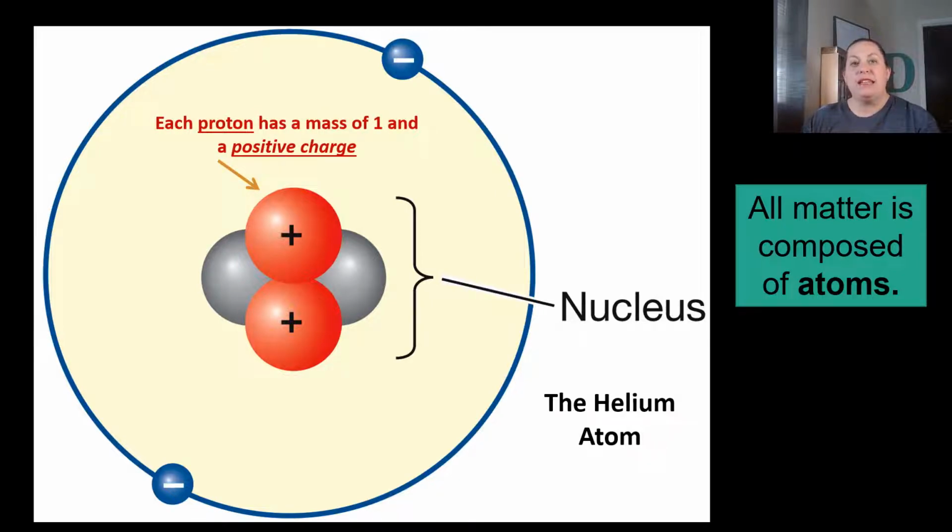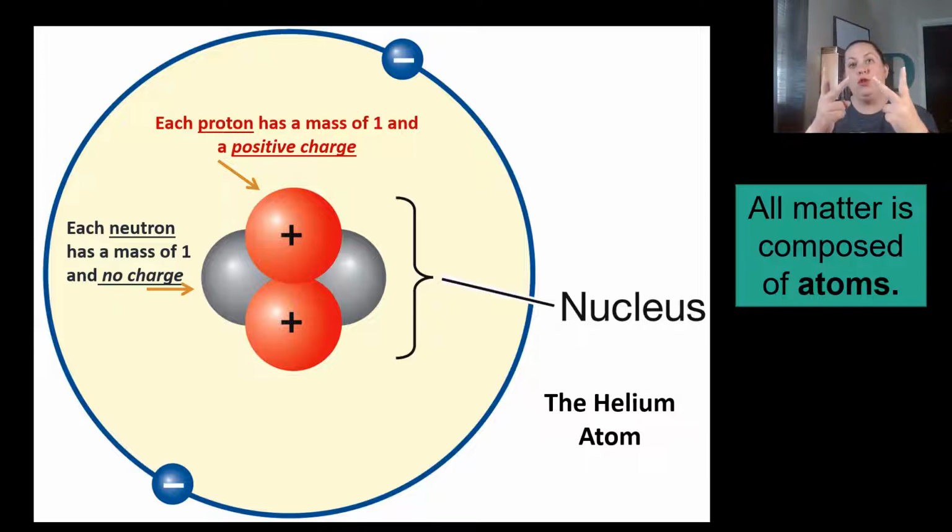Each proton has a mass of 1, and it has, like I said, a positive charge. Each neutron also has a mass of 1. So if we were to look at this atom right here, there are 2 protons and 2 neutrons. If you add those together, we would see that they would have an atomic mass of 4, because 2 plus 2 is 4.